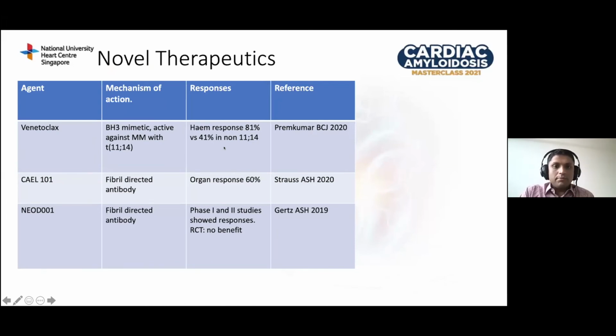Probably, maybe more importantly, are these drugs, the fibril-directed antibodies. And in early phase studies, we are seeing this one, CAEL-101, resulting in organ responses in excess of 50%, which has not been seen before with purely plasma cell-directed therapy. Unfortunately, this antibody, although it showed good responses in early phase studies, a recently published randomized study showed no benefit. But there may be a signal of efficacy in cardiac stage 4 patients.